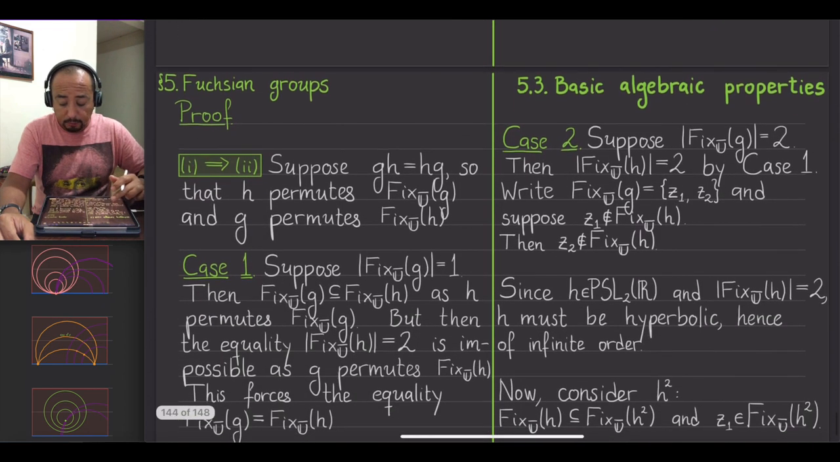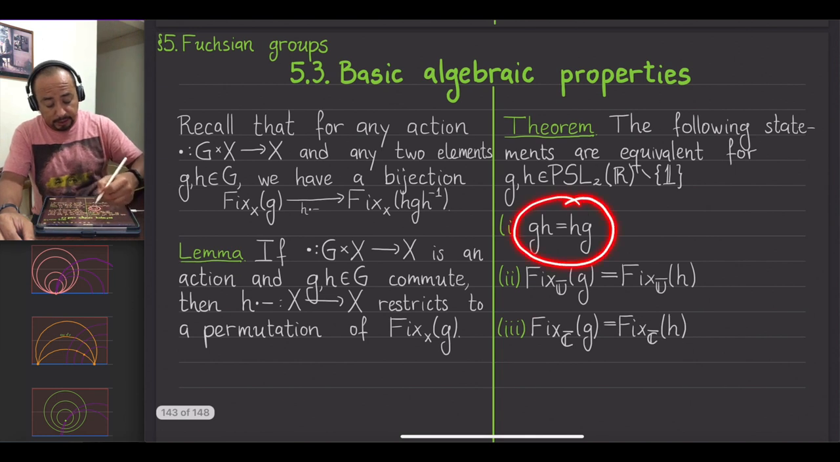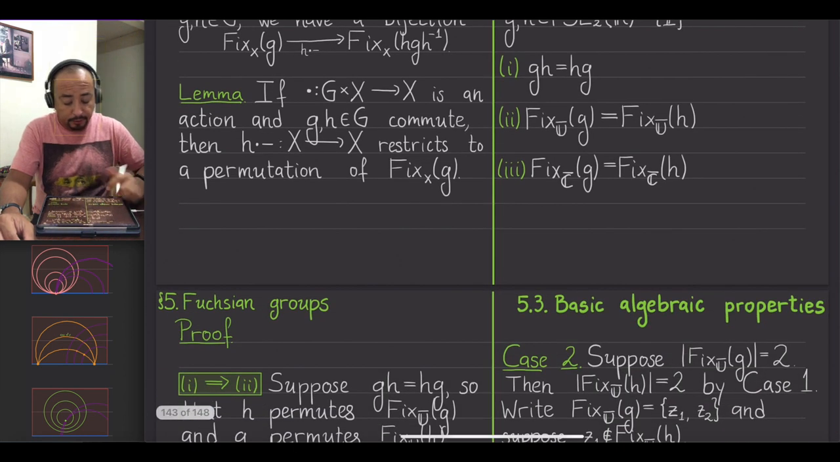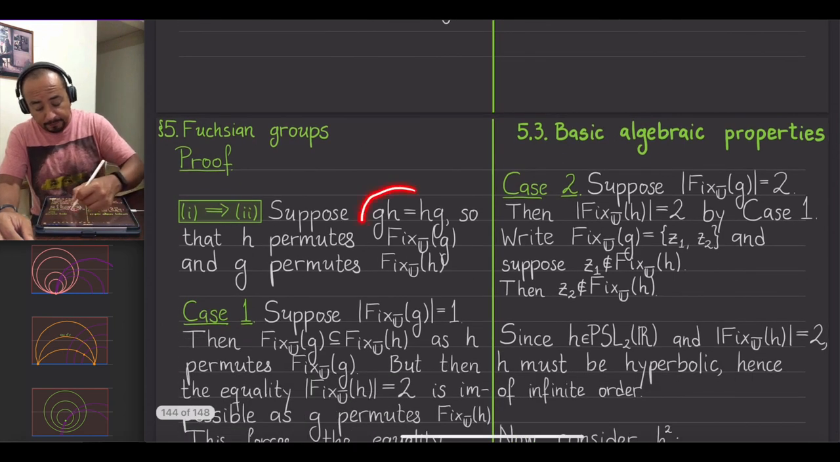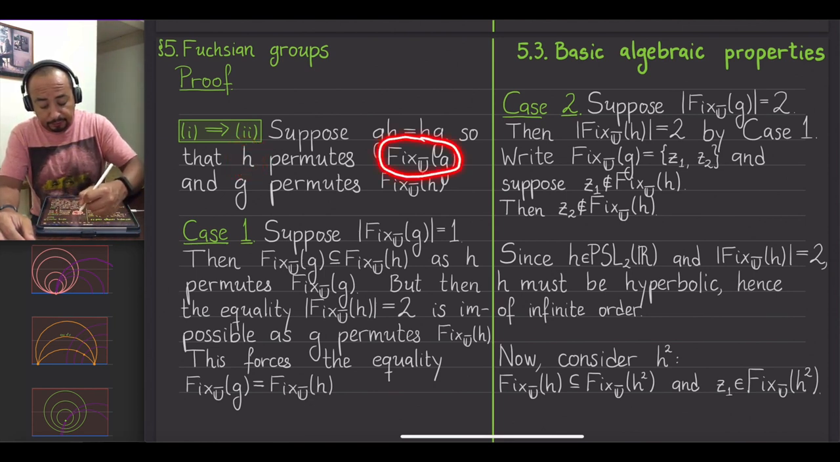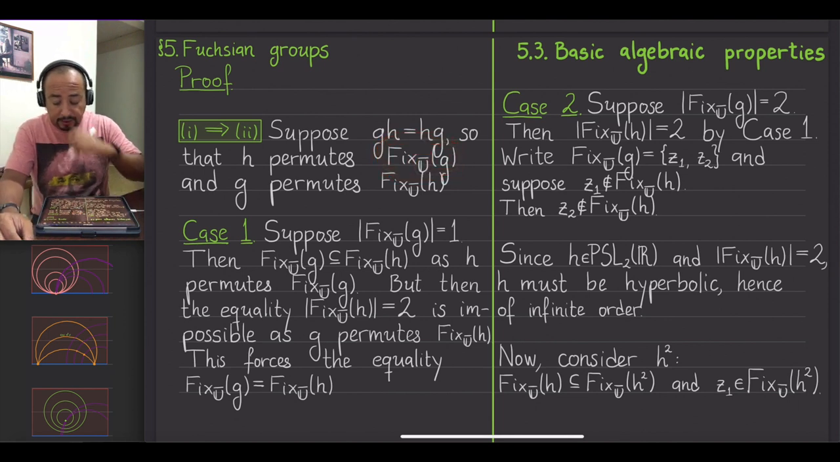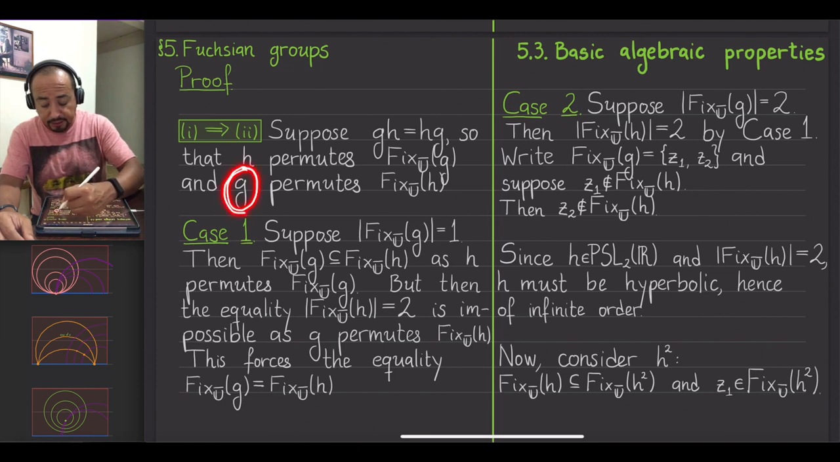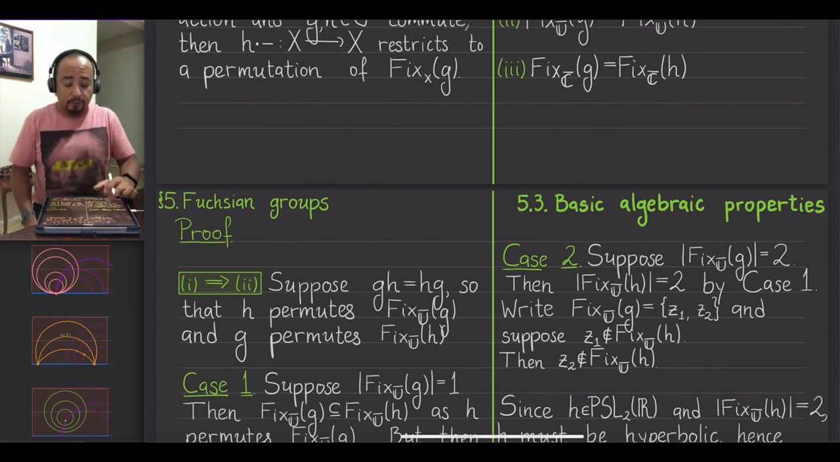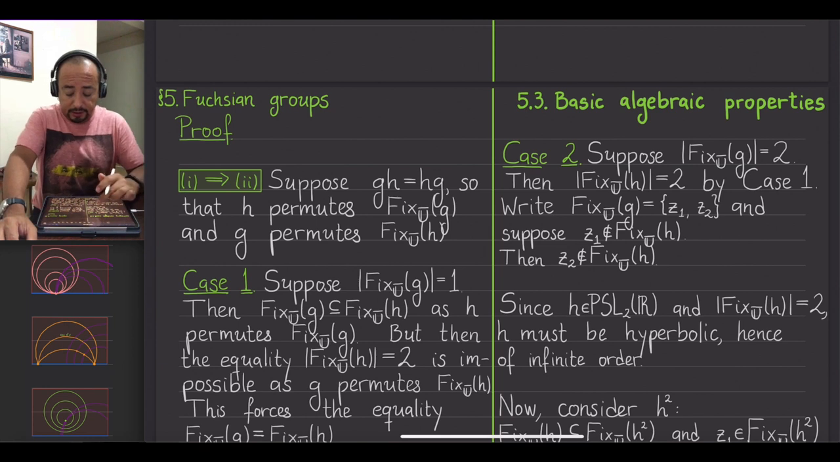So one implies two, so that if they commute, then their sets of fixed points in U bar, that is U union R bar, which is the circle at infinity of U, coincide. So suppose they commute, right? So that the action of H restricts to a permutation of the set of fixed points of G in U bar, and same thing with G, right? G restricts to a permutation of the set of fixed points of the other transformation in U bar, right? So here our set X from the lemma is U bar. We could take it to be C bar as well, right? But so far I take X to be U bar.